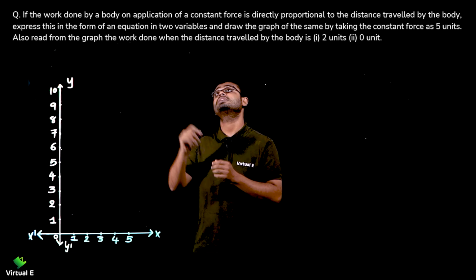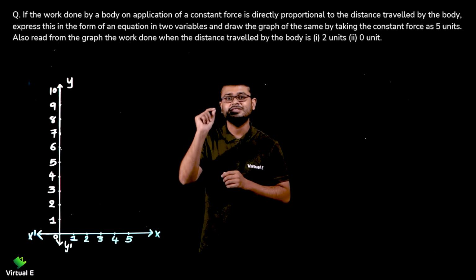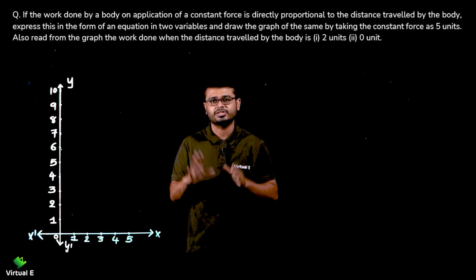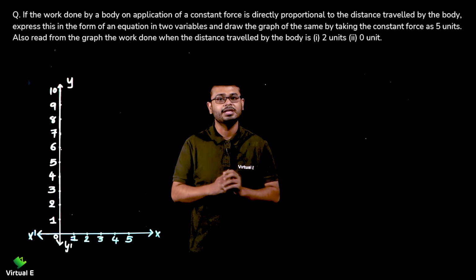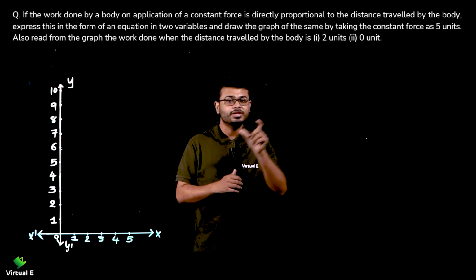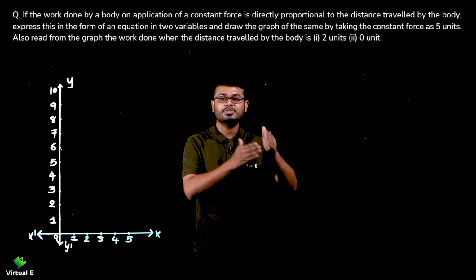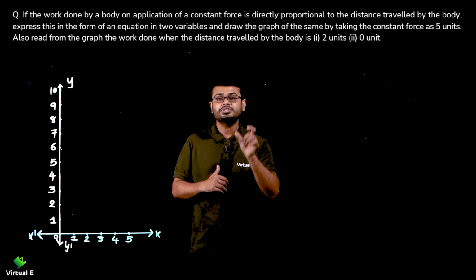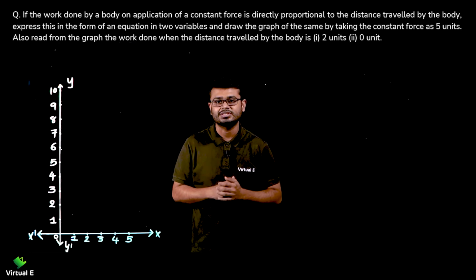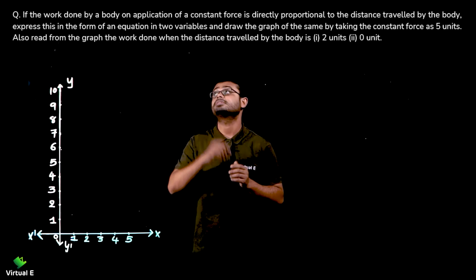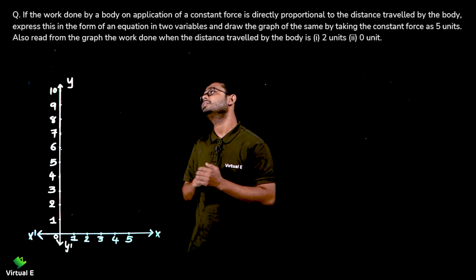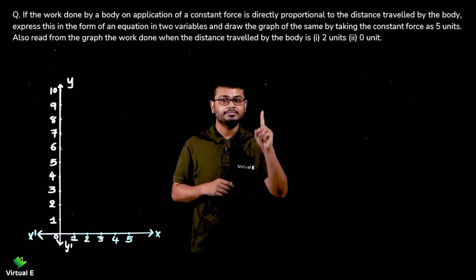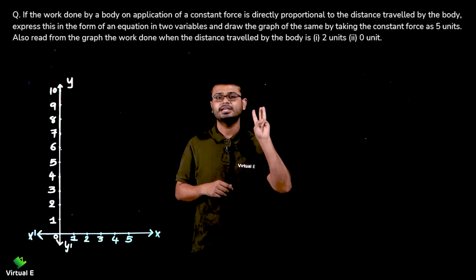Second quantity is force, but before force it is mentioned that it is constant. Constant means it is not going to change. The value is going to remain the same. Sometimes we use the word constant for a number as well, like ax plus by plus c is equal to 0, where c is the constant, whose value is not going to change. And third quantity is distance. So we have three quantities: work done, force, and distance.